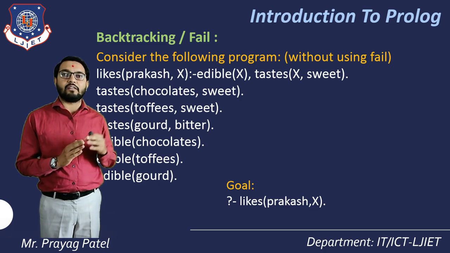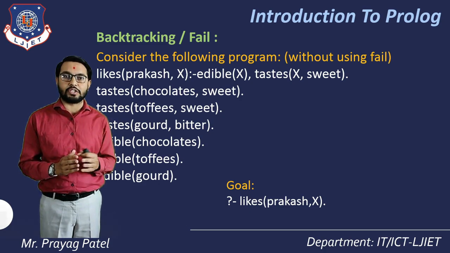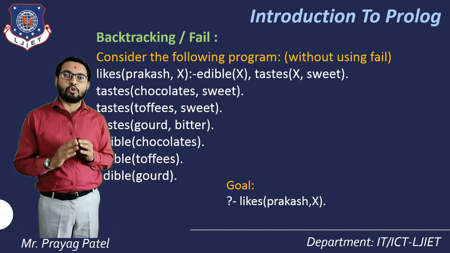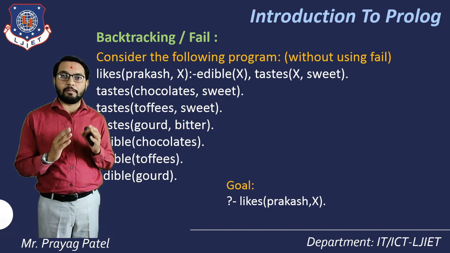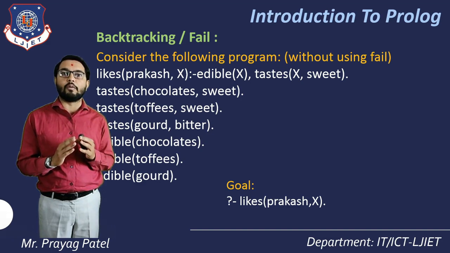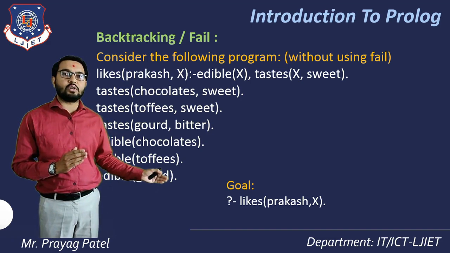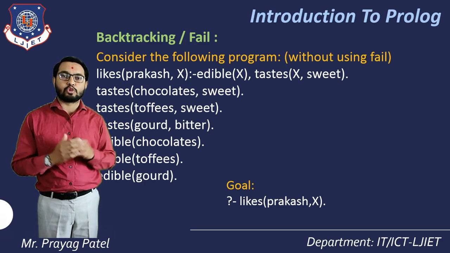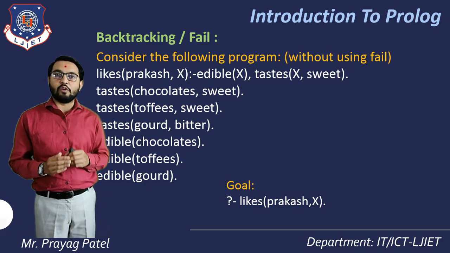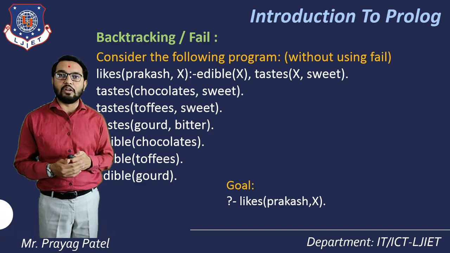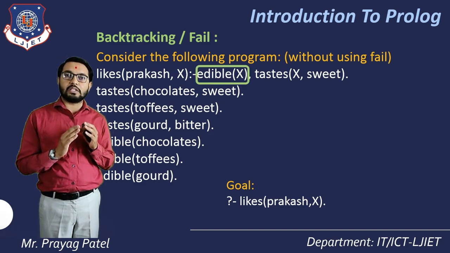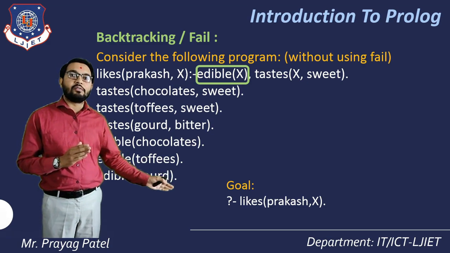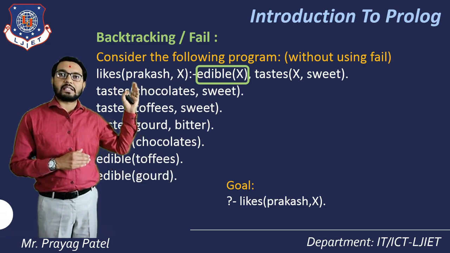So for the resultant state we ask the system a question like Prakash likes X. So what is the value of X? Our main goal is to find the value of X. So we give the question to the system like this, Prakash likes X. Now how can we find the value of X? First we check the likes Prakash X statement. So the first statement is Prakash likes X.